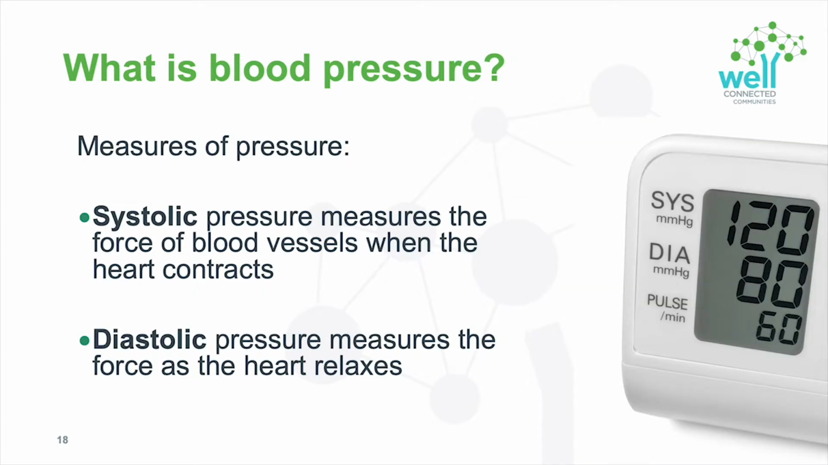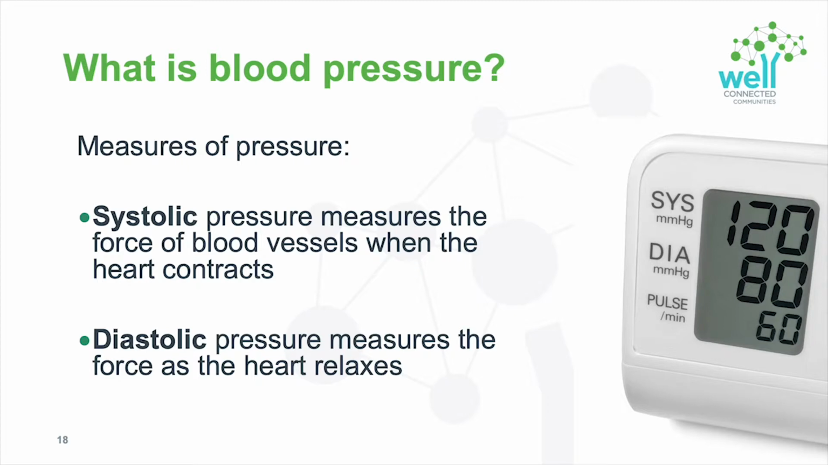Blood pressure is recorded as two numbers, systolic and diastolic. For example, 120/80. When the heart beats, blood is propelled out of the heart into blood vessels called arteries. Blood pressure is the force of blood pushing against the walls of the arteries.